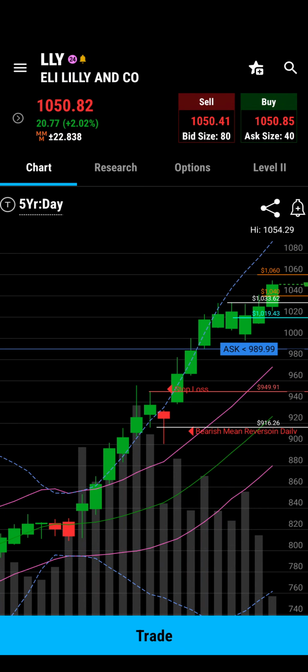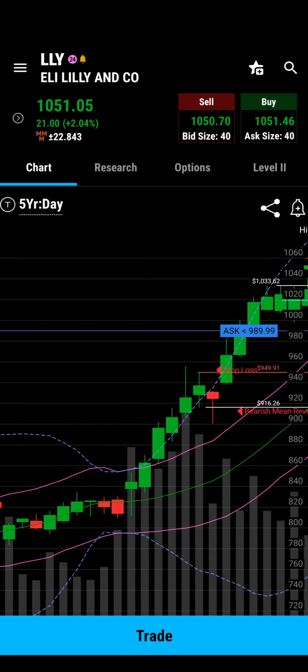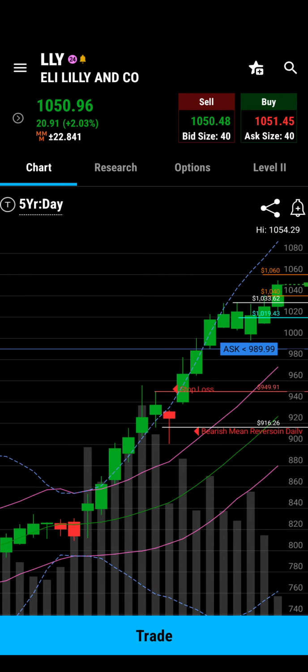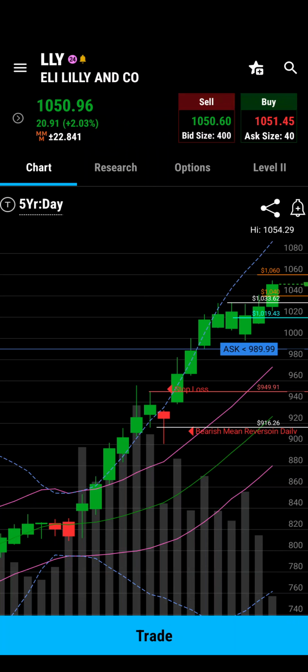Eli Lilly, ticker LLY. Had it set up on a mean reversion strategy, daily chart. You can see it squeezed with the Bollinger Bands inside the Keltner channels, and then it broke out of that. 1, 2, 3, 4, 5 days above the Bollinger Band before it had an inside day, and that's what we're waiting for.